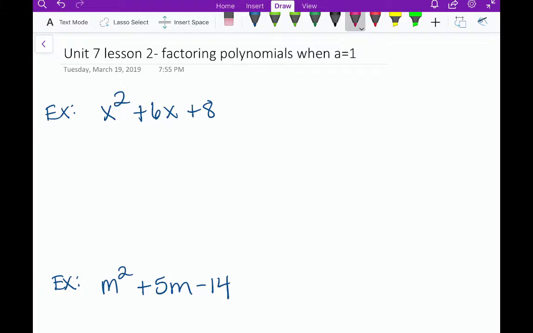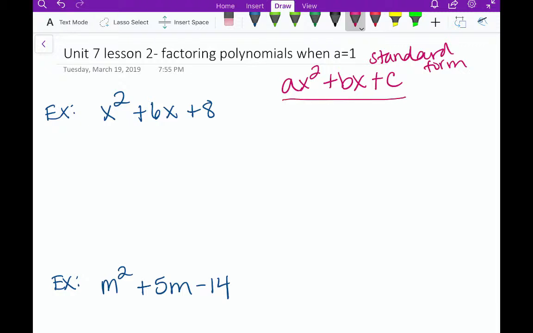So the polynomials that we're going to be factoring are all going to be in standard form for a quadratic equation. So this is standard form of a quadratic equation. And we will be studying more about quadratic functions in the next unit. We need to do this before we get to that, though, because we're going to need to apply these concepts with quadratic functions and quadratic equations. So this is standard form of a quadratic equation.